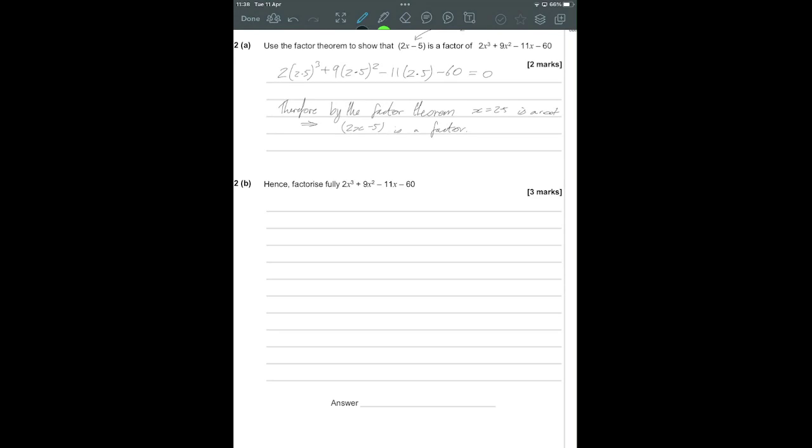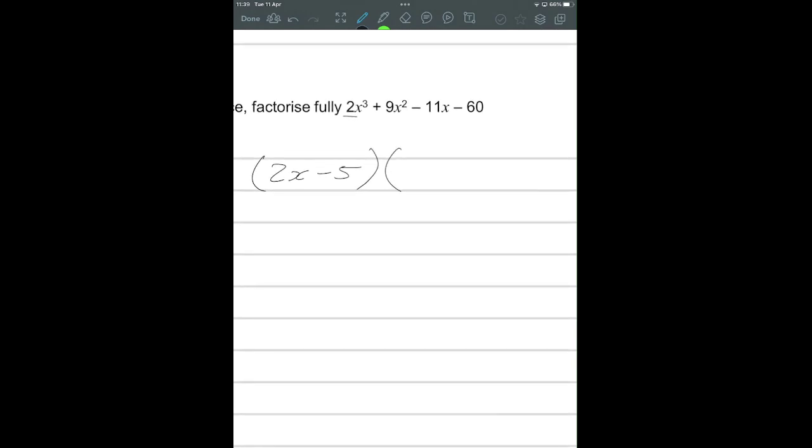Hence, factorise fully. So we know one of the factors. We know one of the factors has to be 2x minus 5. The other factor, because this is a cubic, the other factor has to be a quadratic. So let's do exactly that. Well, how do I create a 2x cubed? To create a 2x cubed, I have the 2x, so I need an x squared to go with that 2x.